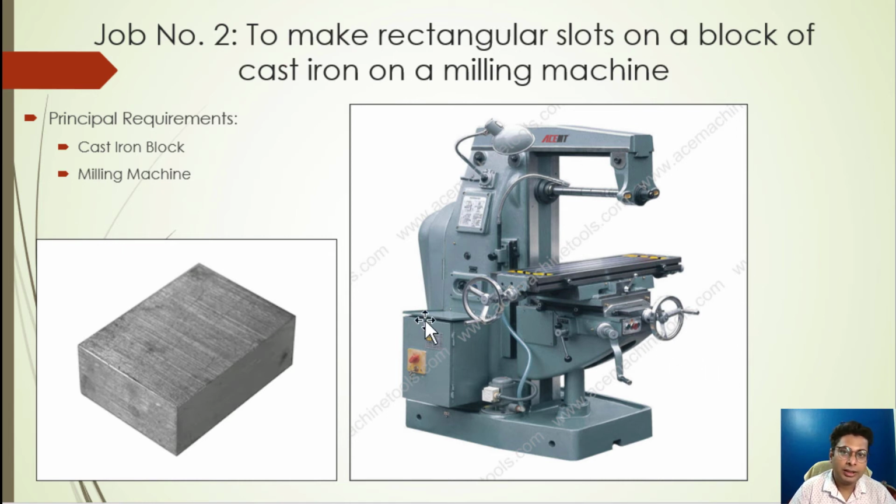Now, as I was saying, we need to make a rectangular slot on cast iron using a milling machine. So what is cast iron? Cast iron is an alloy of iron, similar to mild steel, that contains about 2 to 4% of carbon. In mild steel the carbon percentage is around 0.05 to 0.25%, but in cast iron it is about 2 to 4%.